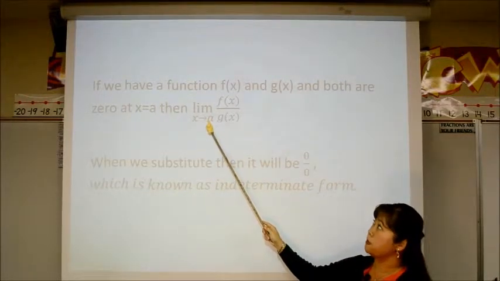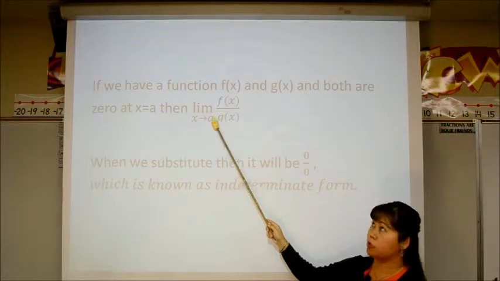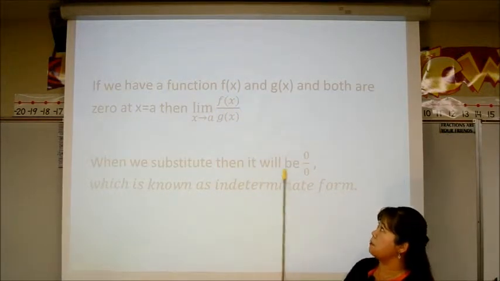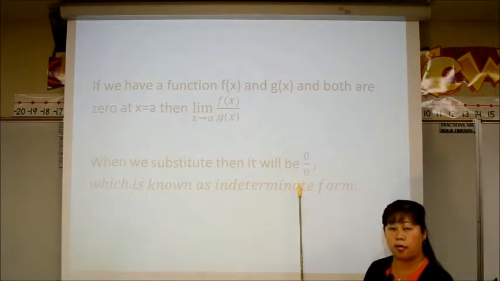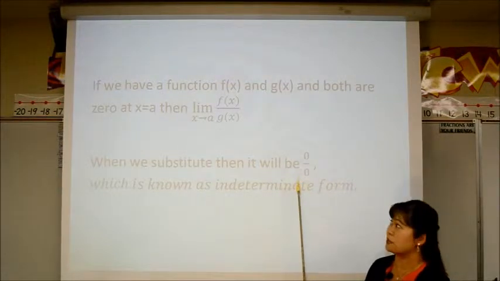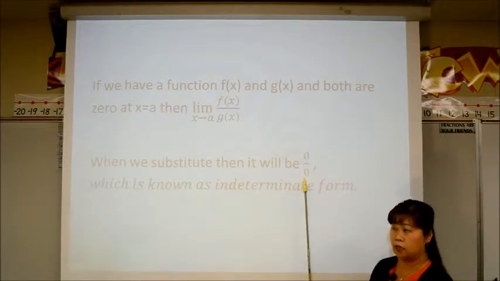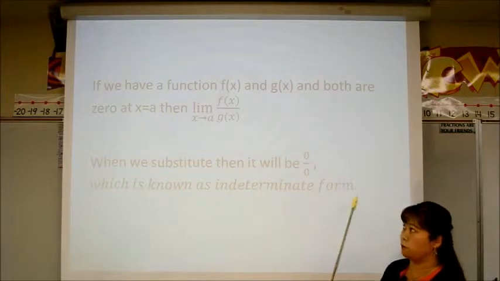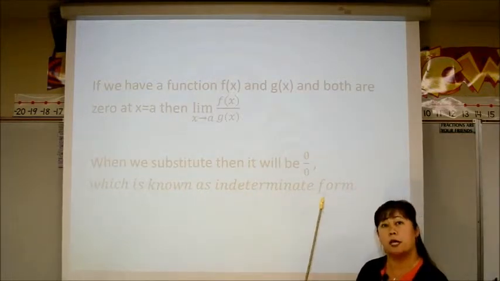but we're going to have a problem, because if I actually substitute 0 into the f of x and also g of x, most likely you're going to get a 0 over 0. And we cannot have a 0 over 0 because anything divided by 0 is undefined. So this is called an indeterminate form. So what we're going to do now is apply L'Hopital's.